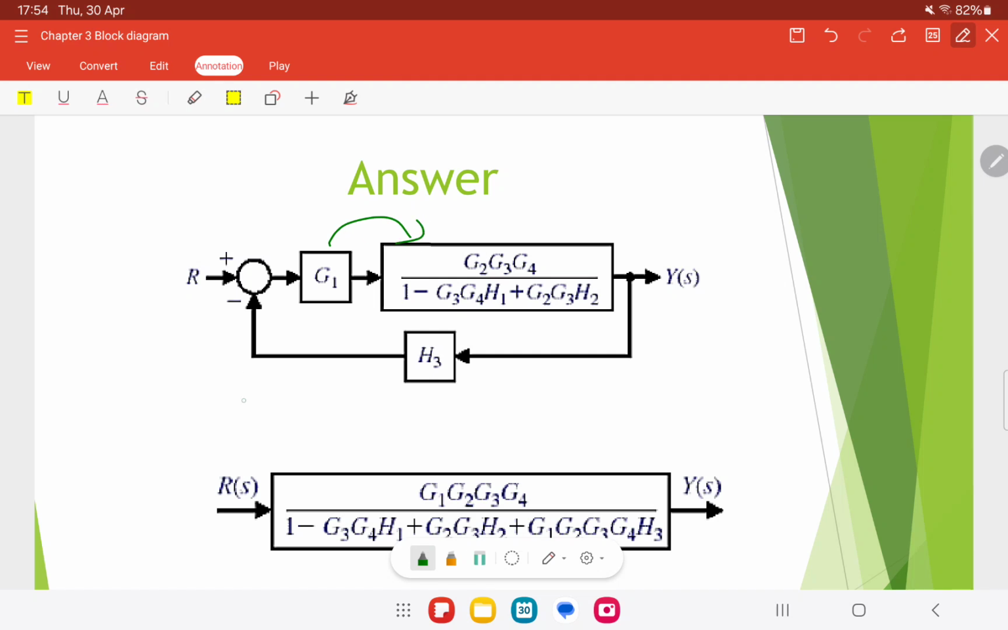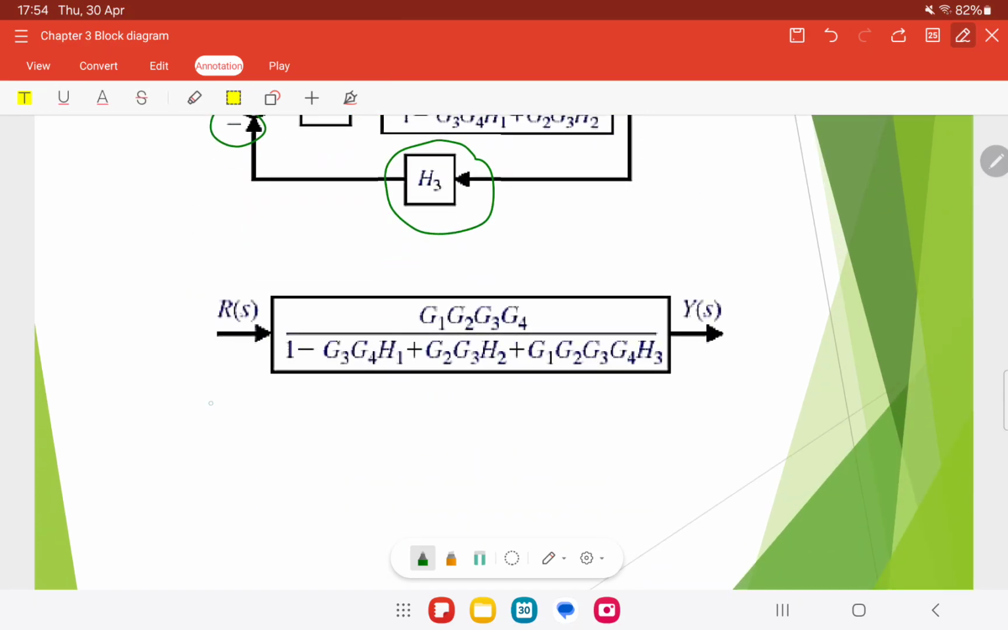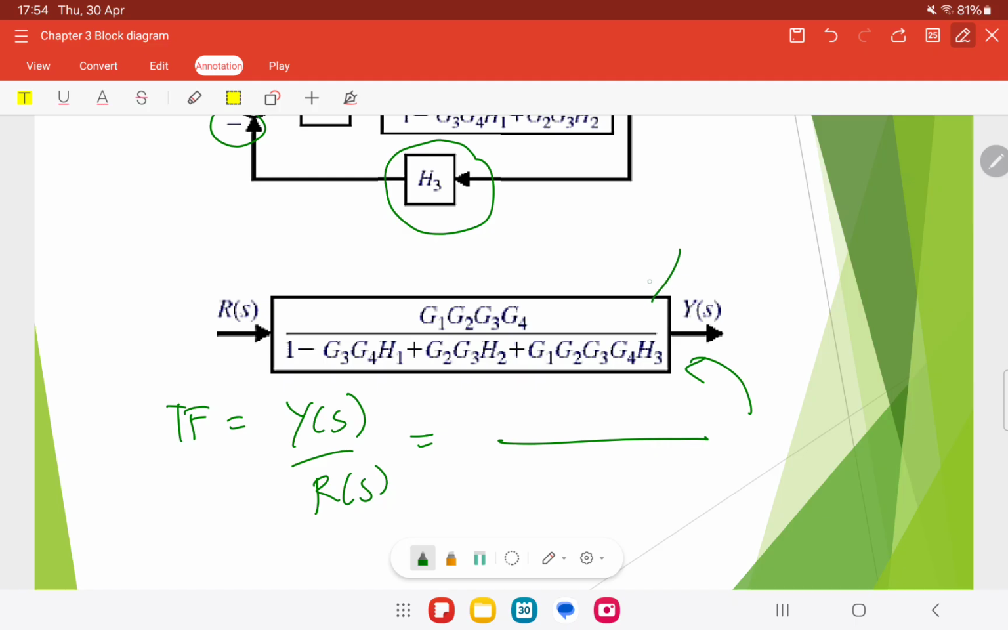And then this one we cascade and feedback with this H3, negative feedback. So this one will be the final transfer function equivalent to Y(s) over R(s), equal to all of this. So this is the block diagram reduction in order to get the mathematical modeling transfer function for the system.